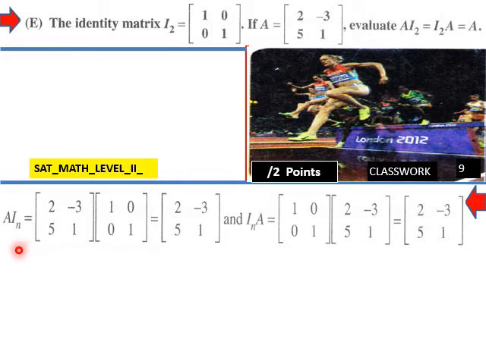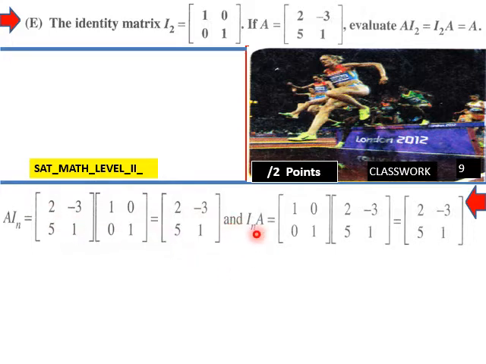So A times I2, here's A, and then here's our identity matrix here. So we go 2 times 1 plus -3 times 0 gives us 2. And then 2 times 0 and -3 times 1 give us -3 here. And then down here we go 5 times 1 plus 1 times 0 will give us 5. And then 5 times 0, then 1 times 1 will give us 1. So we end up right back to where we were.